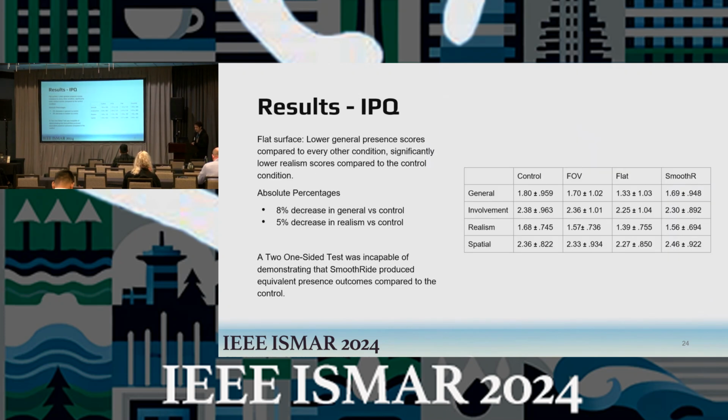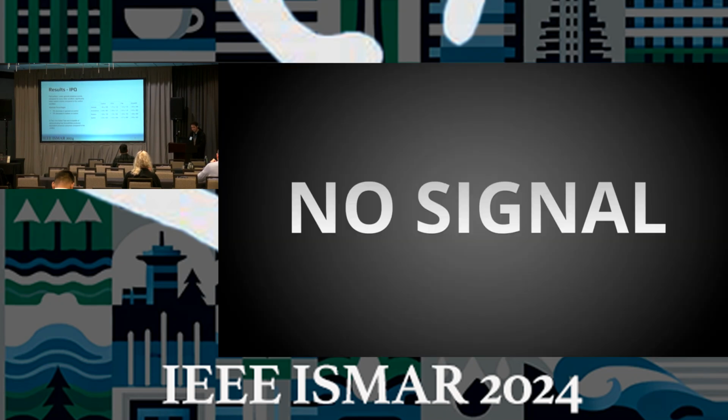And looking at the IGroup Presence Questionnaire, we found that the flat surface approach significantly reduced presence compared to the other approaches. Again, condensing this complexity down, it worked out to be about an 8% decrease, absolute percentage, in general presence versus the control condition, and a 5% decrease in realism versus the control condition. Many of the participants throughout the study commented that the flat surface approach felt a little uncanny. It felt as though you were gliding or flying over the terrain rather than walking through it, so this may have been the reason for that.